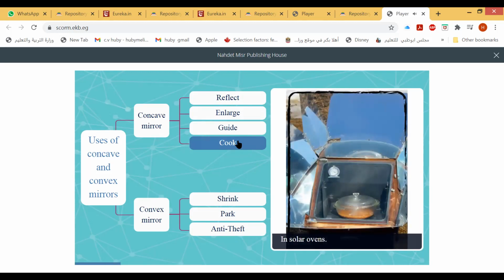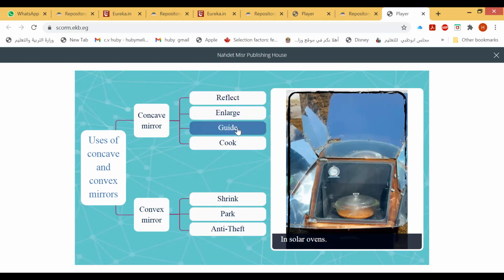The solar ovens that are used for cooking depend on the concave mirror to collect a large amount of solar energy in the focus of the mirror. طبعاً they are the uses of concave mirror: reflect, enlarge, guide, cook.